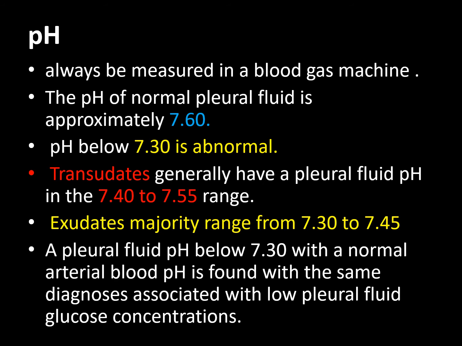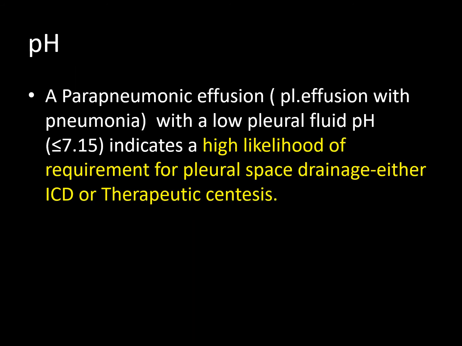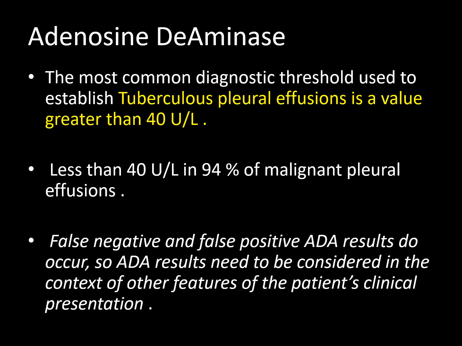A pleural fluid pH below 7.30 with a normal arterial blood pH is found in the same diagnoses associated with low pleural fluid glucose concentration and exudative pleural effusion, like rheumatoid pleurisy, paragonimiasis, and empyema. Parapneumonic effusion with low pleural fluid pH indicates a likely requirement of a pleural space drainage procedure, either in the form of an ICD or therapeutic thoracentesis.